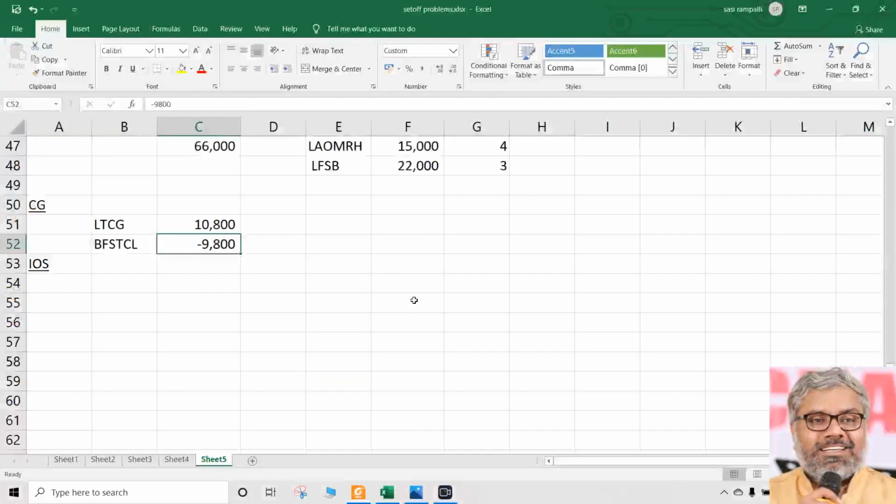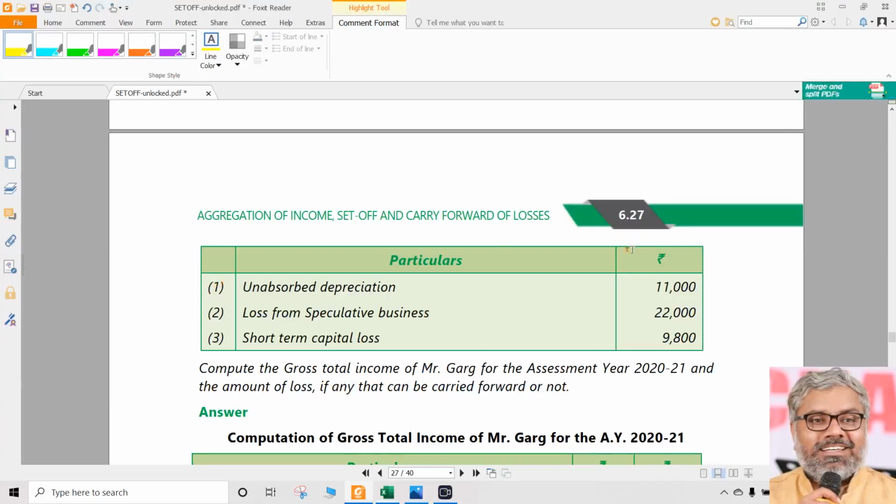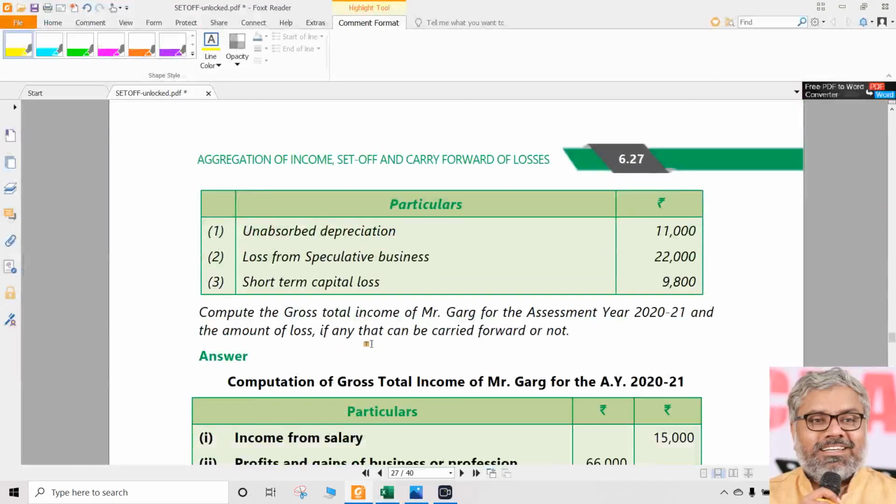That's all. And what we have is unabsorbed depreciation of 11,000. Can this be reduced in PGBP? Of course, yes. No problem. So 11,000 is reduced here. The 22,000 could not be set off. The 9,800 could be set off. These are the final items.